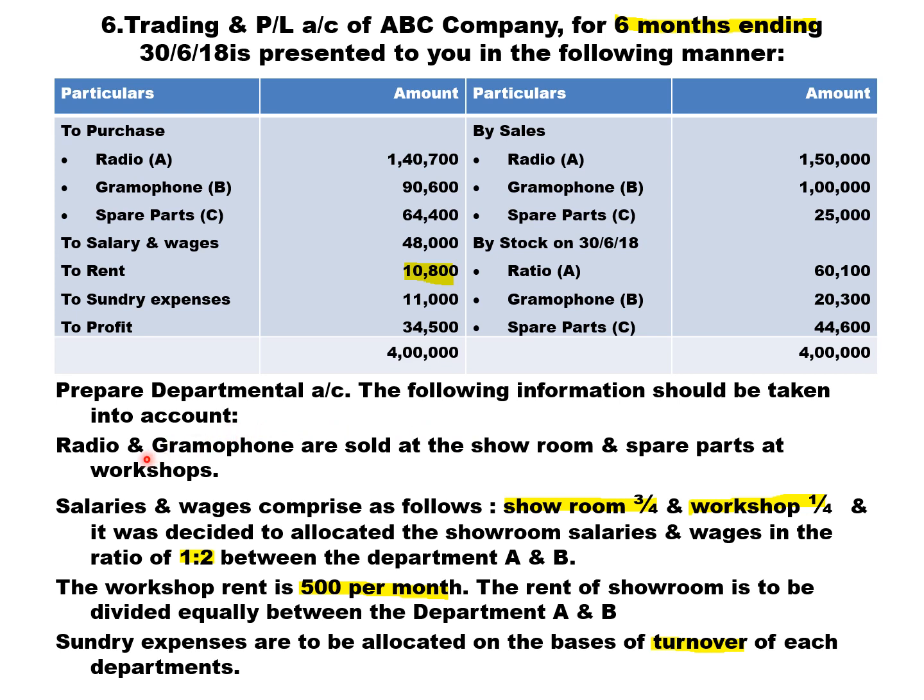Prepare a departmental account. The following information should be taken into account. Radio and gramophone are sold at showroom and spare parts at workshop. Salary and wages comprises as follows: showroom 3/4 and workshop 1/4. And it was decided to allocate the showroom salary and wages in the ratio of 1:2 between Department A and B. The workshop rent is 500 per month. The rent of showroom is to be divided equally between Department A and B. Sundry expenses are to be allocated on the basis of turnover of each department. Turnover here we mean sales.